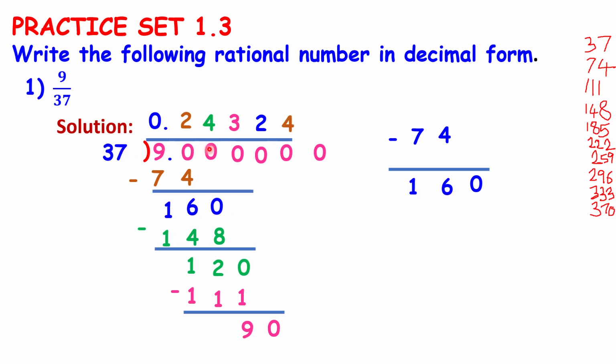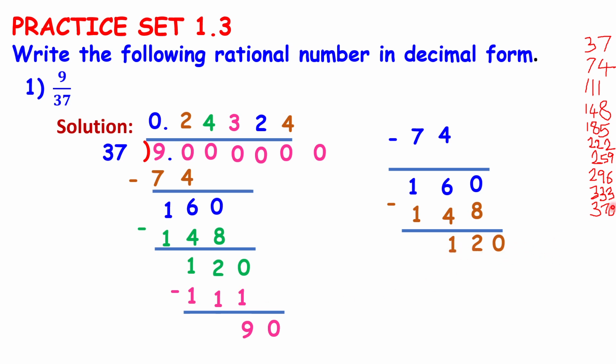So 37 fours are 148. The number smaller than 160 is 148. So 160 minus 148: here 0 minus 8 is not possible, so 10 minus 8 is 2. 5 minus 4 is 1. It becomes 12. Write here 0. The number is 120. This process is repeated again.